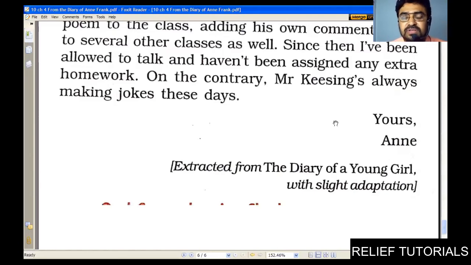So this is the first page of the diary written by Anne Frank in The Diary of a Young Girl. So many more pages are there. Somewhere, if you get some chance, you better go through this book. It is the world's most read book. So one of the most read books. So it would be a pleasure to read it.